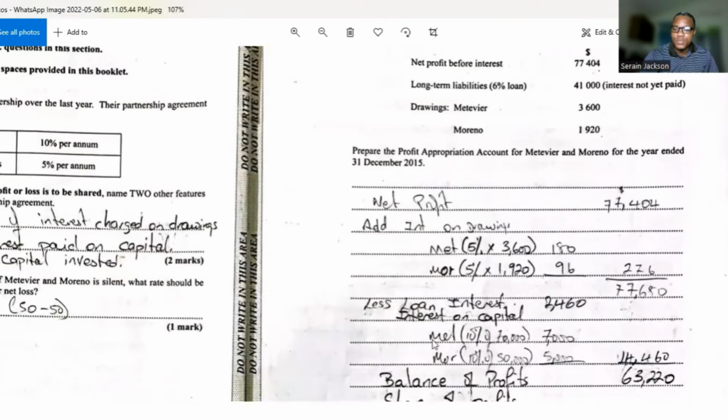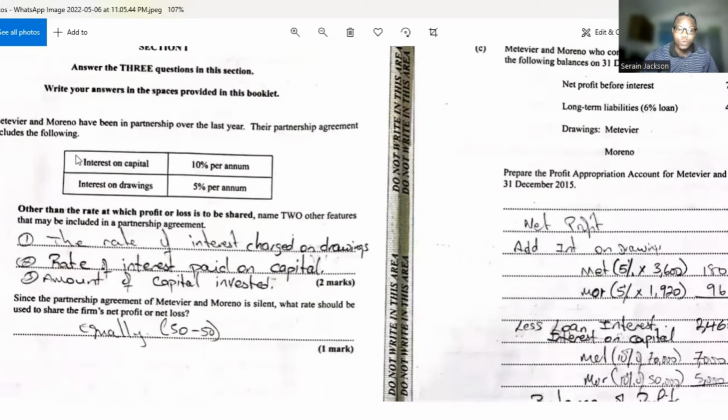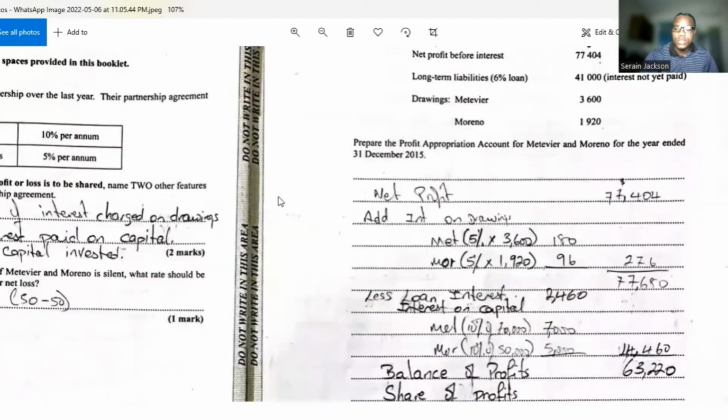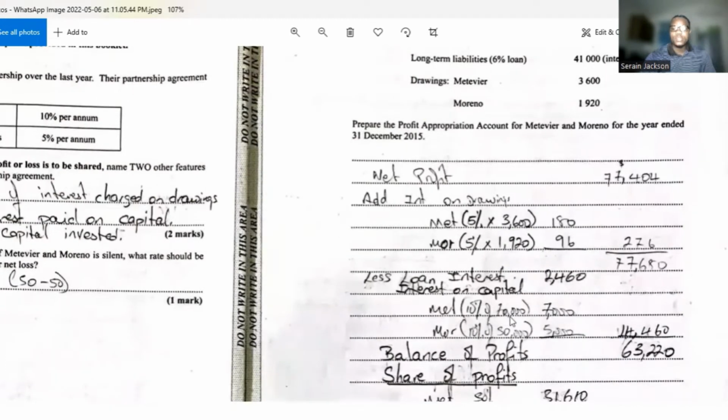Now we need to find 10%. You may be wondering, where did I get the 10% from? If you look over here, it says interest on capital, 10% per annum. So 10% of 70,000 is 7,000, and 10% of 50,000 for Moreno is 5,000. You add all of this information: 2,460 plus 7,000 plus 5,000 gives us 14,460.